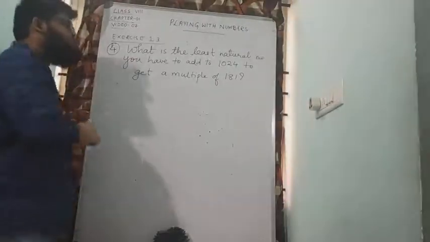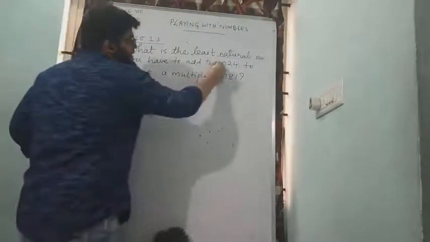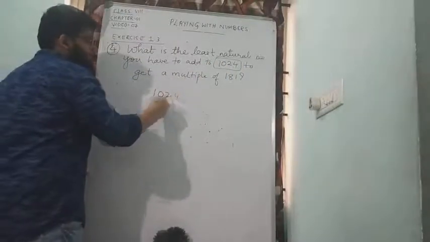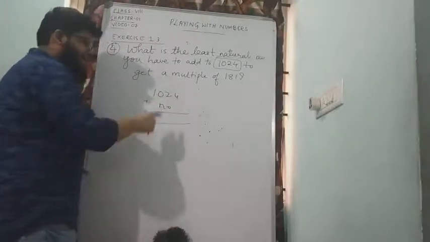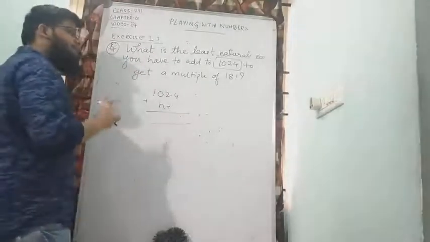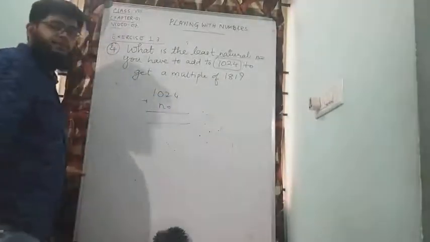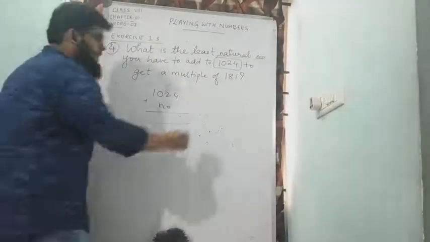So we are again supposed to find a natural number, and we should add that number to 1024. So 1024 and that number we should add here, okay? That number you should find out. And what is the condition? This number that we are getting here should be a multiple of 181, okay? What do you mean by multiple of 181?